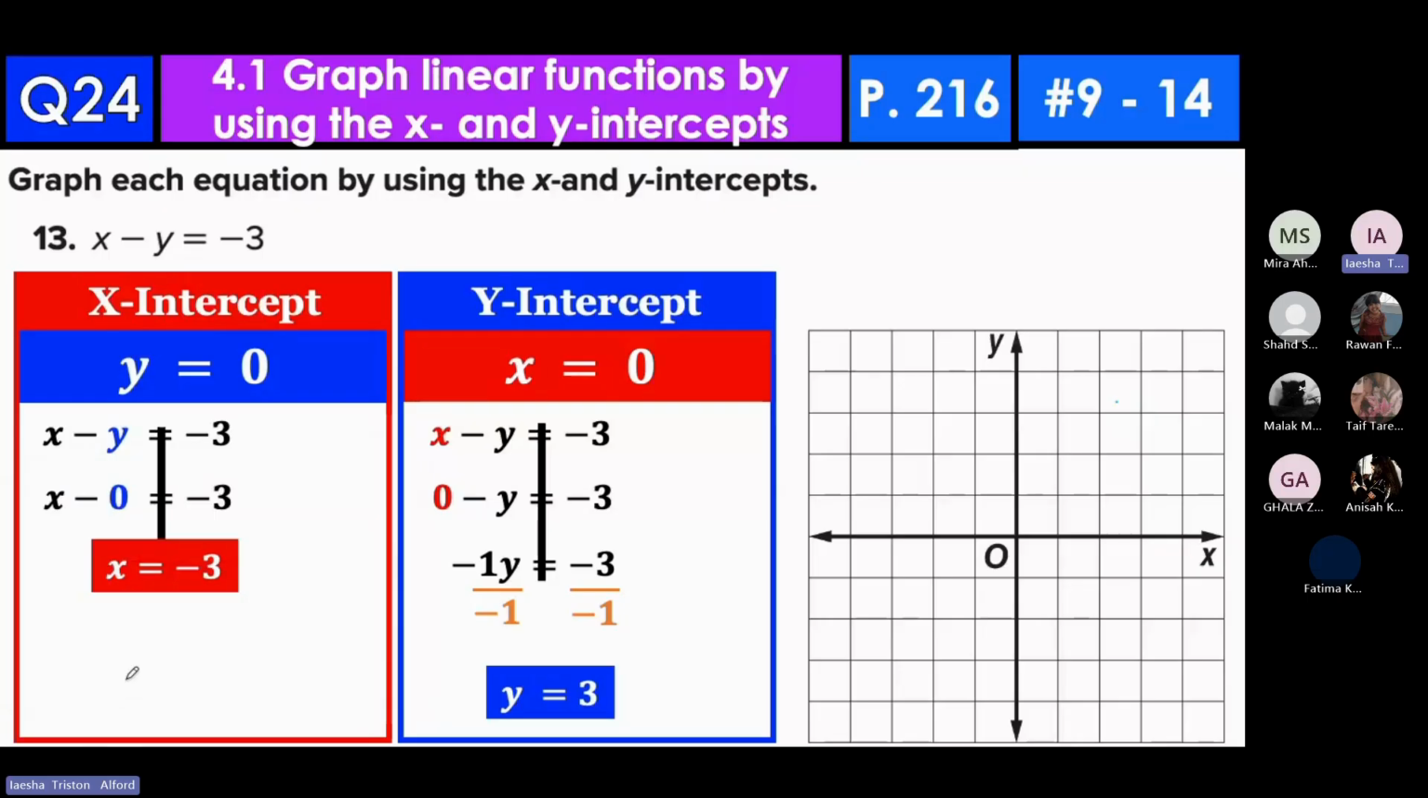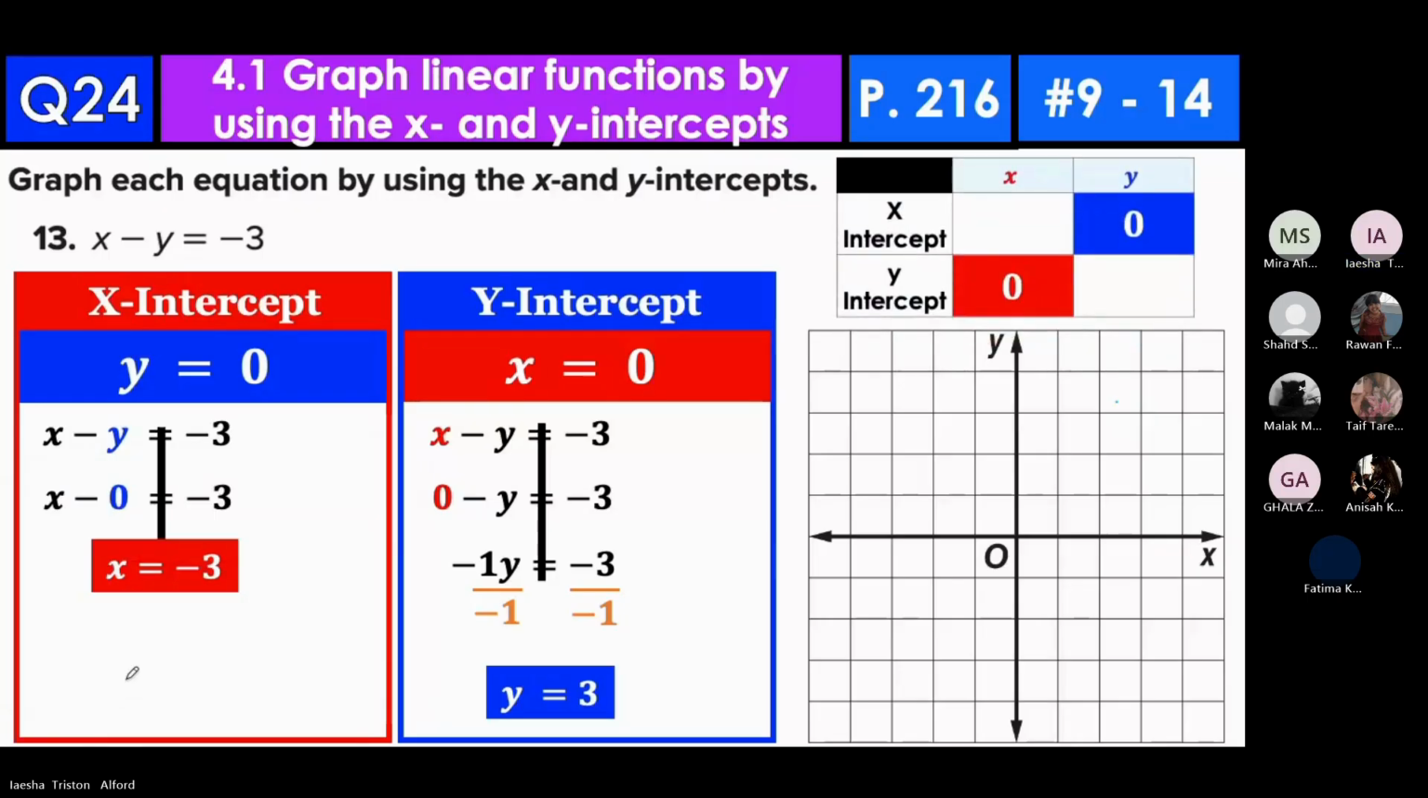Part 3, make the points in the graph. Your x-intercept is negative 3. Are you going left or going right? Left. So start at 0 and you're going left 1, 2, 3. Put the point. Label it negative 3 and 0.